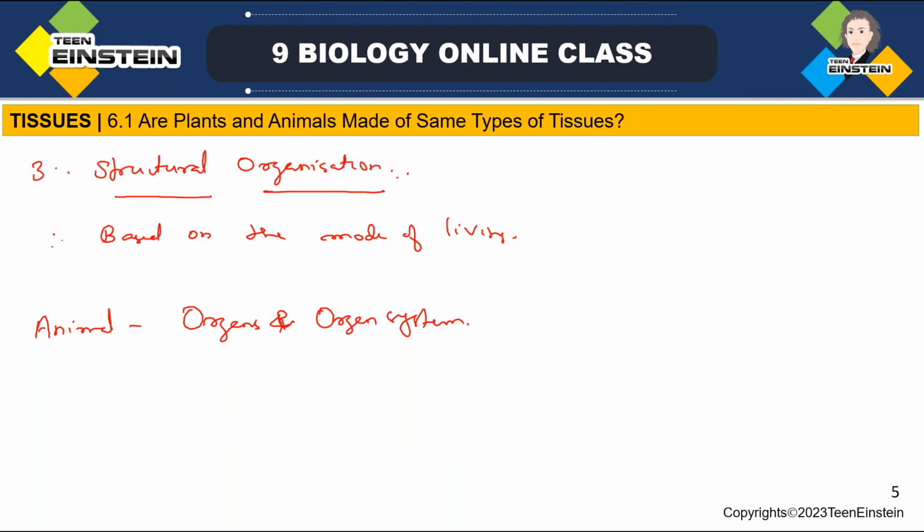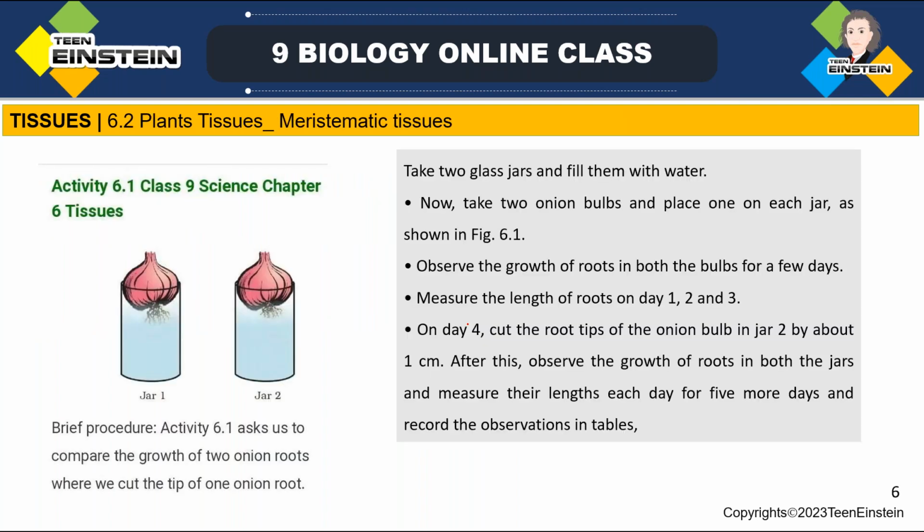So now we know that plants and animals are not made up of the same type of tissues. According to the need, it is different. So let's see plant tissues. First, we will learn about plant tissues. While learning about plant tissues in your textbook, we have an activity, activity 6.1 in your chapter Tissues.